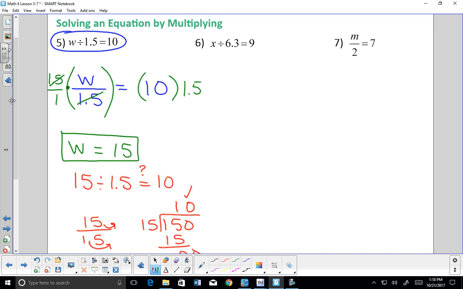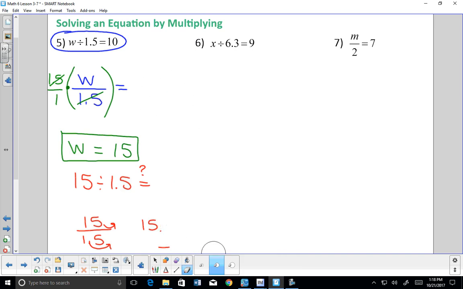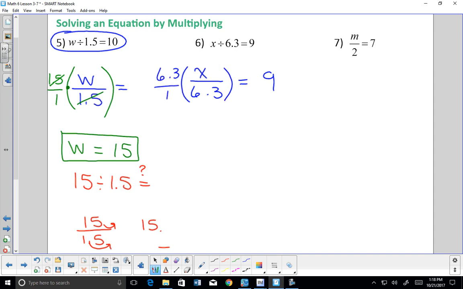Number 6. Again, I'm going to rewrite this the proper way because I do not like to have it written the wrong way. I'm going to do some erasing here so I have a little space. So I have x divided by 6.3 equals 9. To undo division, I will multiply. So I will take both sides of this equation and multiply by 6.3, or 6.3 over 1, because that's the same thing. These will cancel on the left-hand side. Multiplication by 6.3 and division by 6.3 leaves me with x.